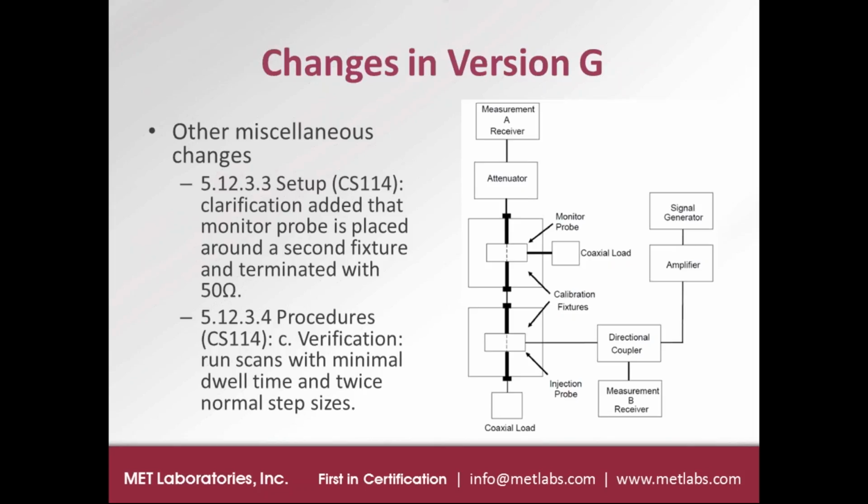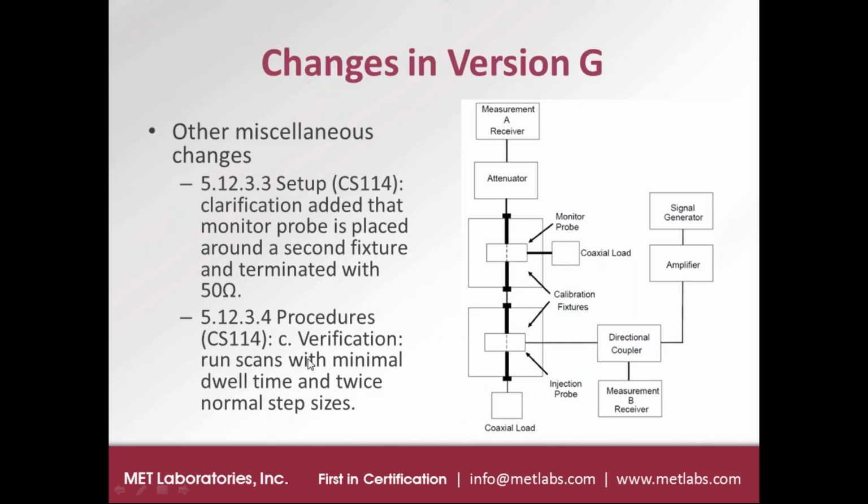Another change that was made is to CS114. For CS114, the new thing in version G is that there are now 2 of these calibration fixtures used. One of the fixtures is used to put the monitoring probe around, and during the verification, you actually just put a coaxial load on that probe. But then during the test, you're going to actually have the monitoring probe connected to measurement equipment. So that's new.